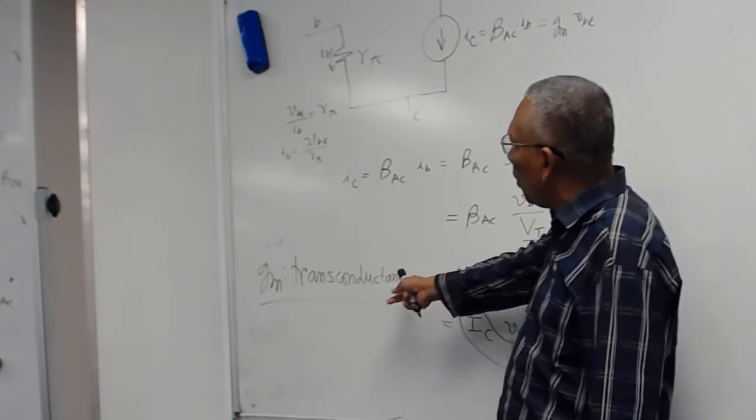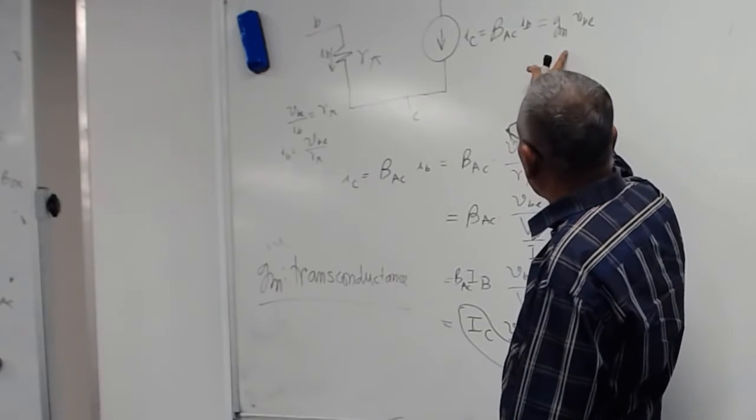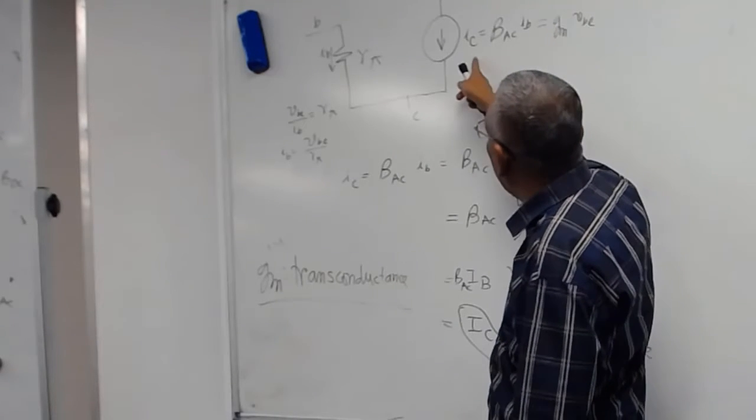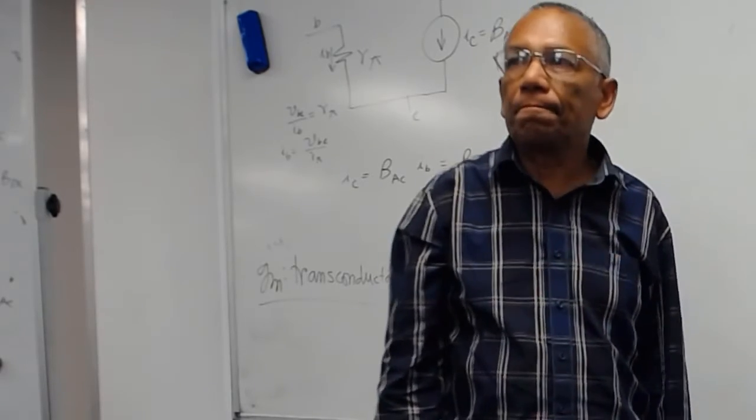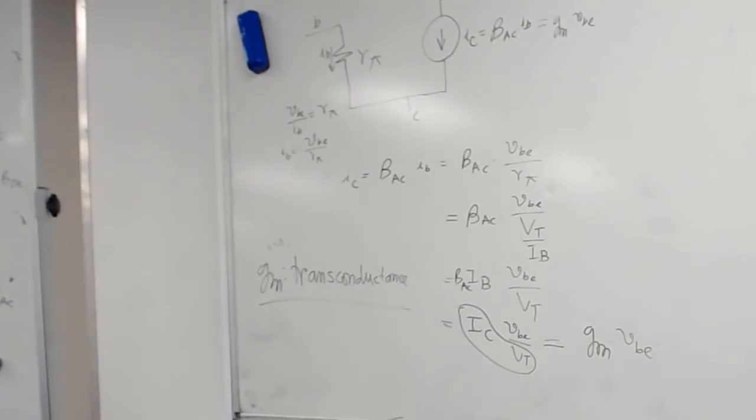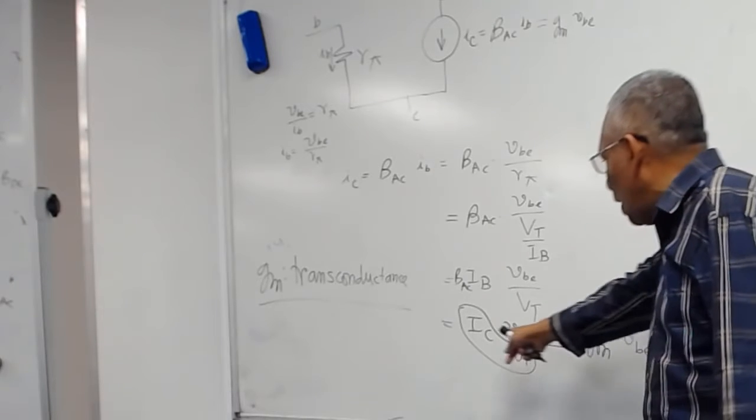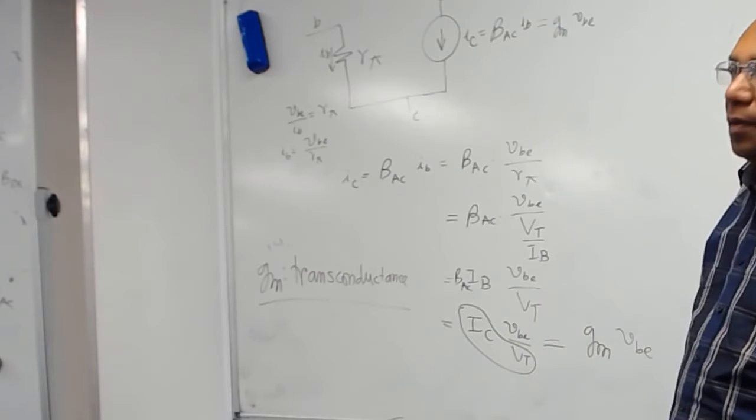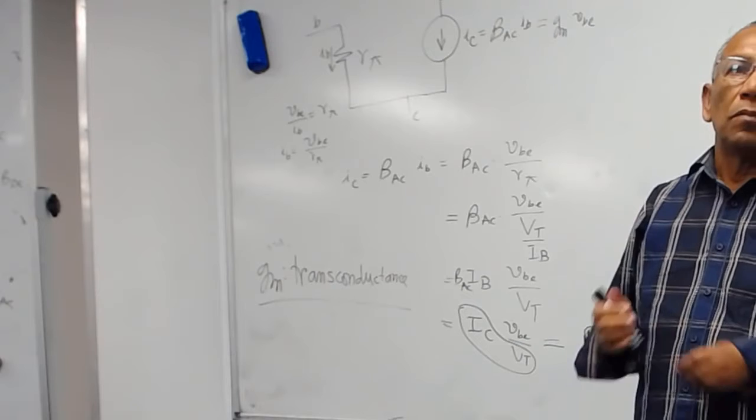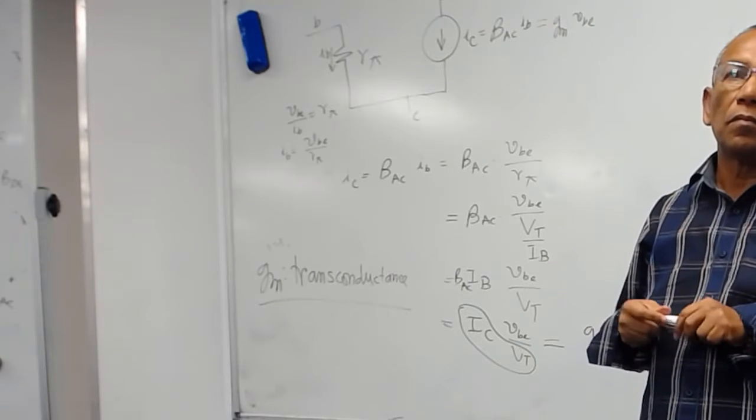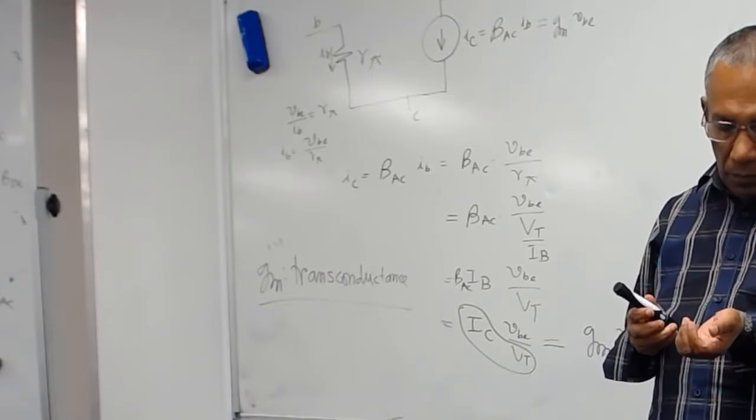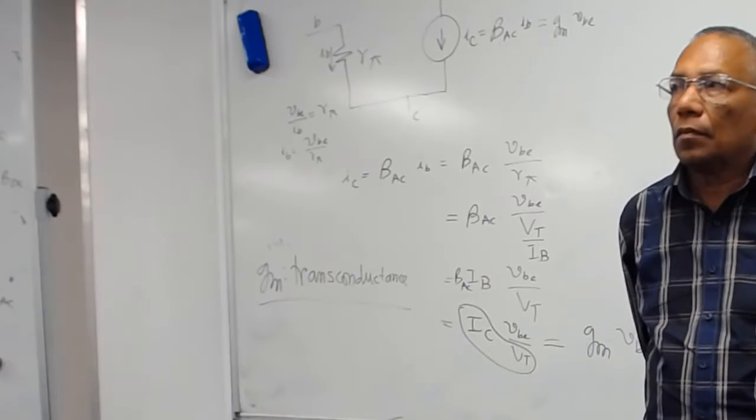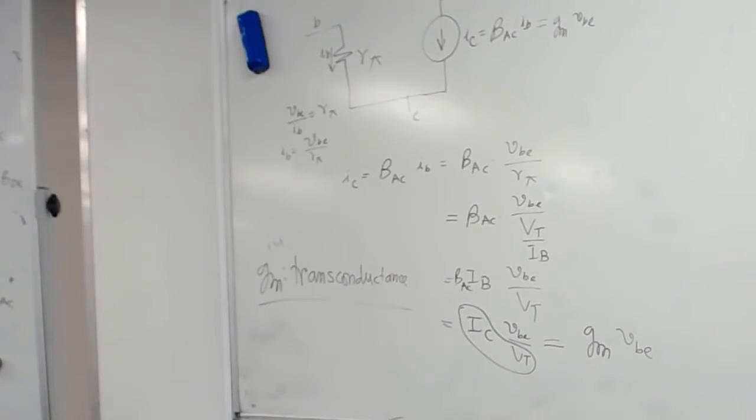Why is it called transconductance? Can you tell me? Why is this called transconductance? gm into VBE, IC equal to gm into VBE. Why is this quantity IC by VT called transconductance? Anybody? Why would you call it?